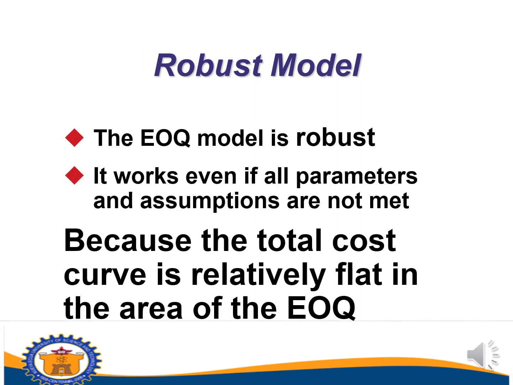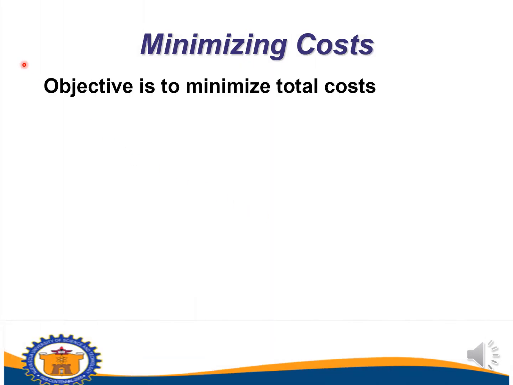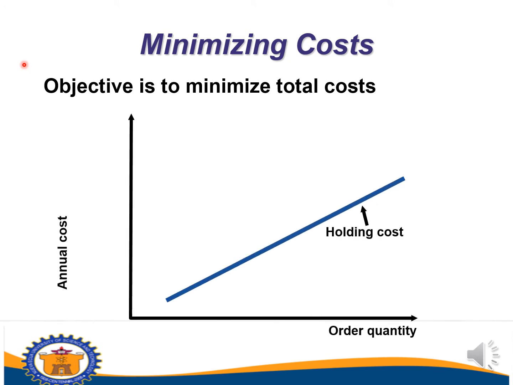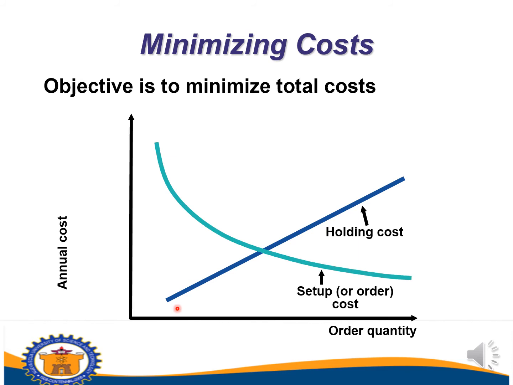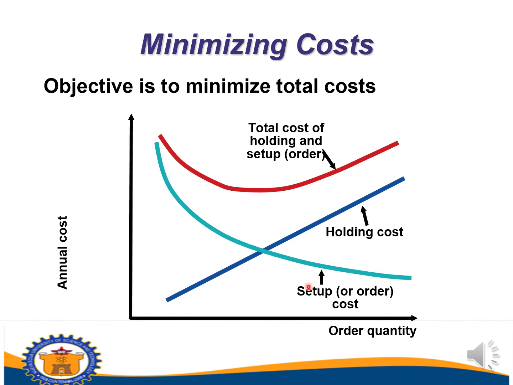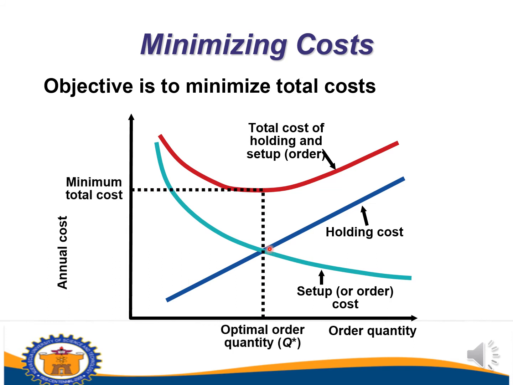The EOQ is considered a robust model. The reason is that the total cost curve is relatively flat in the area of the EOQ. Going back to the EOQ model that I presented earlier, the addition of the holding cost and setup cost curves will be the total cost. We find the optimum quantity at the intersection of the holding cost and setup cost curves right here. So this is the optimal order quantity, as I said earlier.